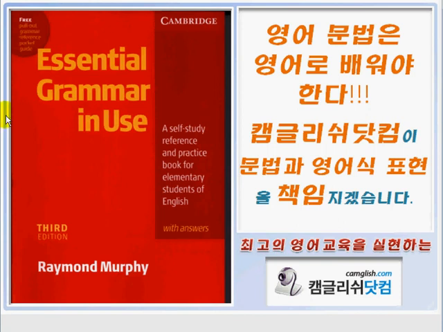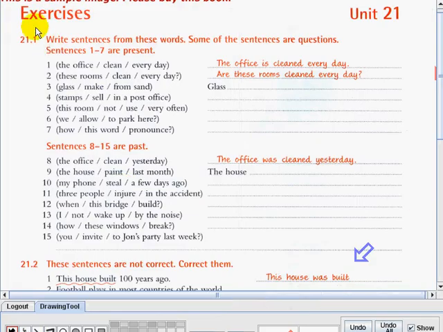I'm Teacher Angel, and I'll be teaching you today in the book Essential Grammar in Use, 3rd edition by Raymond Murphy. We're still here on Unit 21, and we're going to have exercises related to our previous topic, and that was about passive voice, passive form of sentences, right?